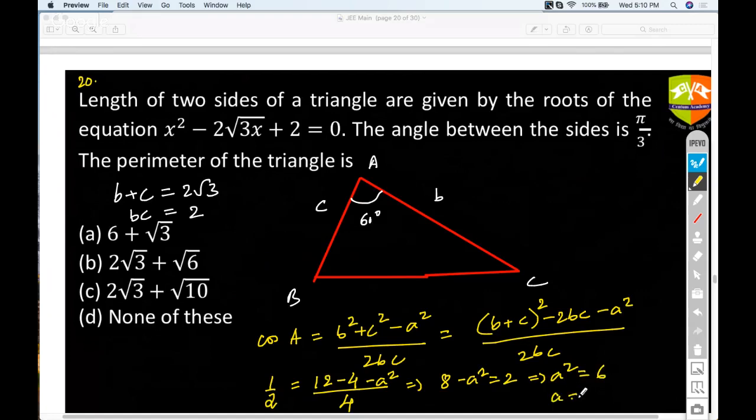That means A is root 6, which clearly means the perimeter of this triangle, which is A plus B plus C, is going to be root 6 plus B plus C. B plus C is already known to us as 2 root 3. So yes, option number B is the right option in this case. The first one to get this correct was Purvik.